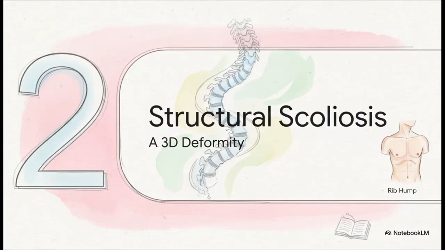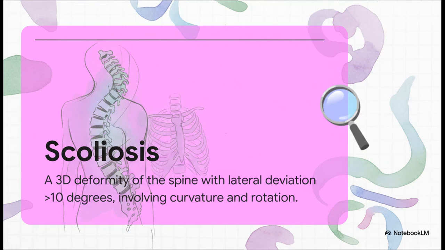Okay, let's tackle our first structural problem head-on, scoliosis. And you'll see pretty quickly that it's a whole lot more than just a curvy spine. Right, so this is mission critical to understand. Scoliosis is a three-dimensional deformity. A lot of people just picture a simple sideways curve, but that's not the whole story. The official diagnosis, radiographically speaking, is a lateral curve of more than 10 degrees.